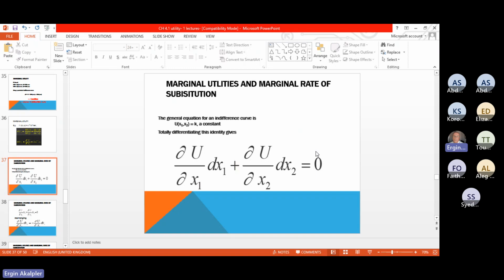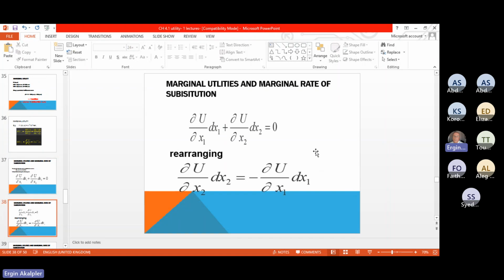The general equation for an indifference curve is u, a function of x1, x2, equal to k, a constant. Totally differentiating this identity gives delta u over delta x1 multiplied with delta x1, as represented in the former slide, plus delta u over delta x2 multiplied with delta x2, which is equal to 0. If you move this to the other side, you will get a similar equation to the former slides.